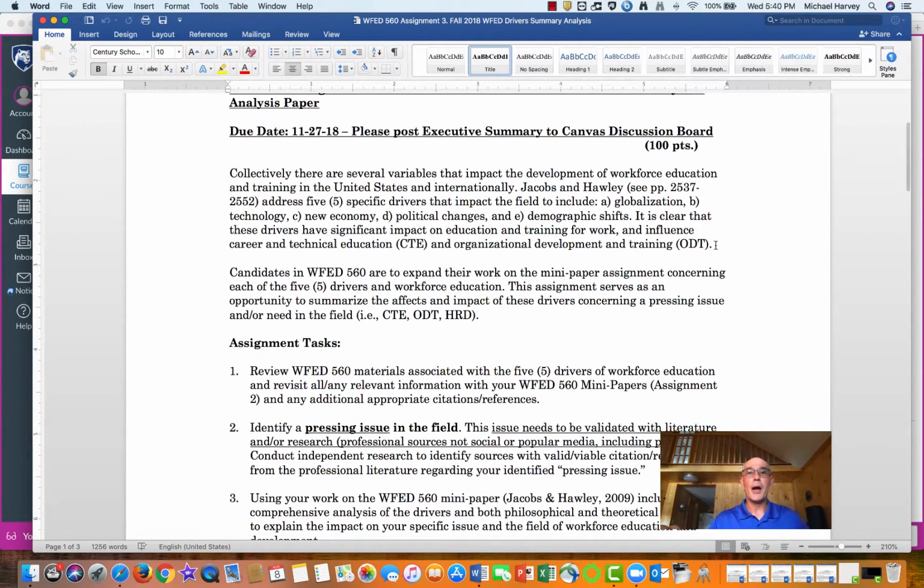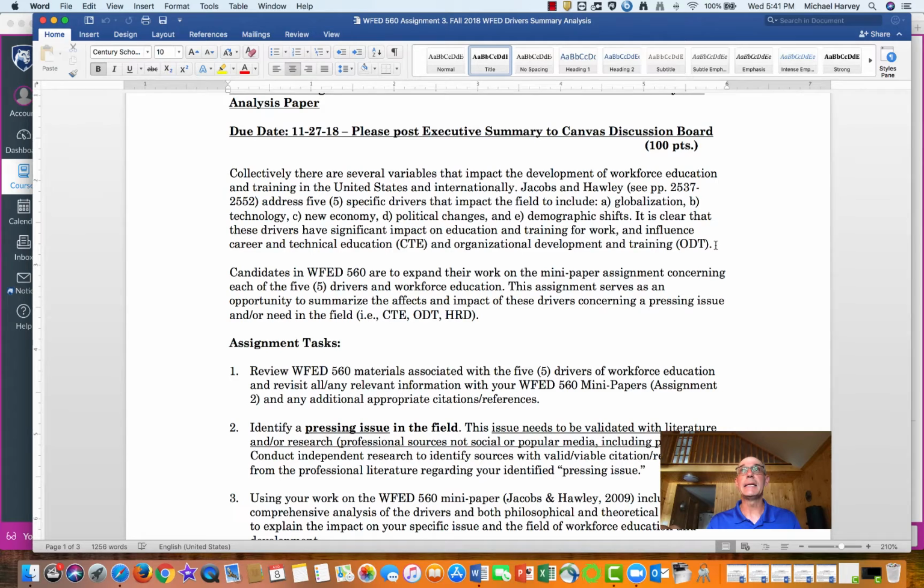Collectively, it's an opportunity to take a look at several variables that have impacted workforce development in the United States, including those 5 drivers. It's an opportunity for candidates to expand their work beyond the mini papers where you understood those 5 drivers to now identify their influences on an area of interest, an area of concern, a pressing area of need that is identified in the field of CTE, ODT, or HRD.